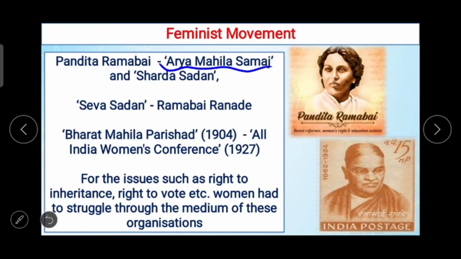Therefore, this institutional work reached the national level. And for issues such as right to inheritance, right to vote, etc., women had to struggle through the medium of these organizations. Again, same thing I am going to repeat here. If you study the whole history of our Indian society before independence, these rights were not available to the women of our country. Even the right of education was not there. So it was started through these feminist movements.